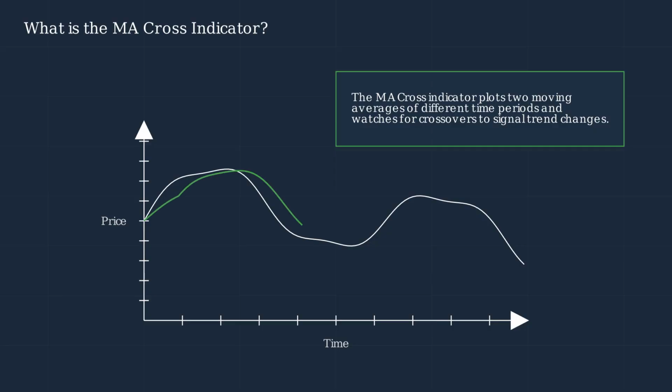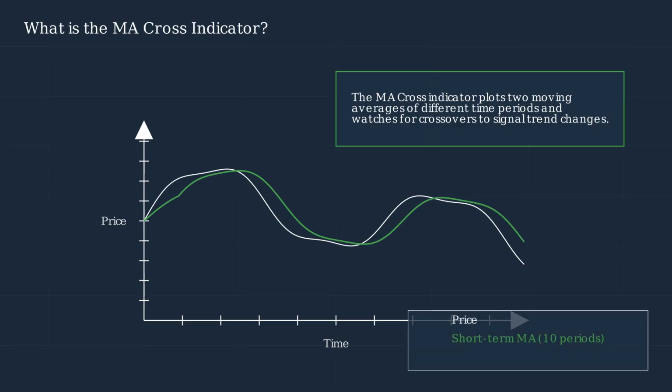The short-term moving average, typically calculated over 10, 20, or 50 periods, responds quickly to price changes. The long-term moving average, often calculated over 100 or 200 periods, moves more slowly and represents the longer-term trend.